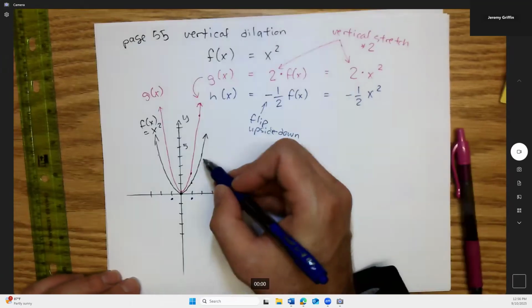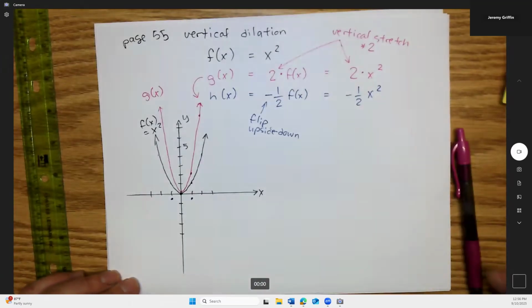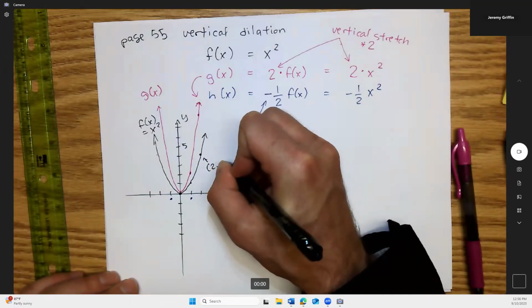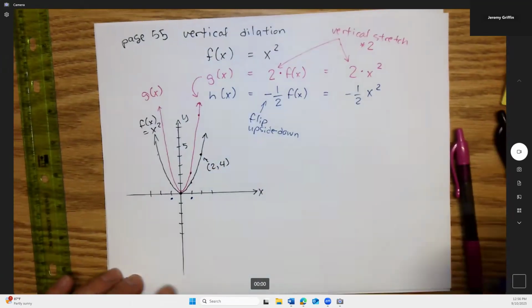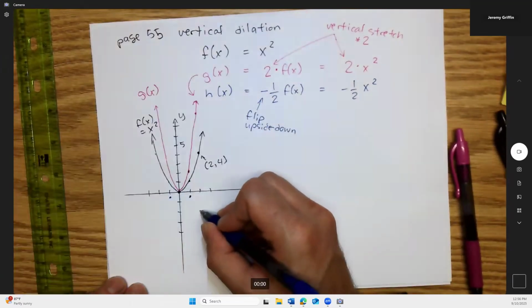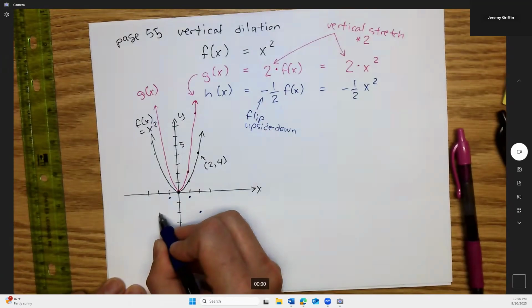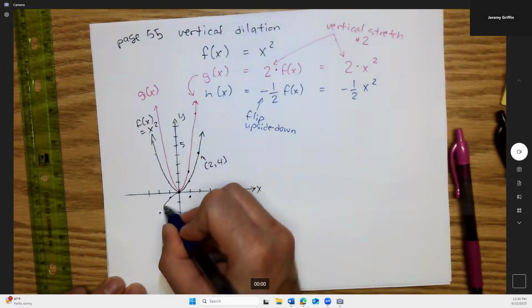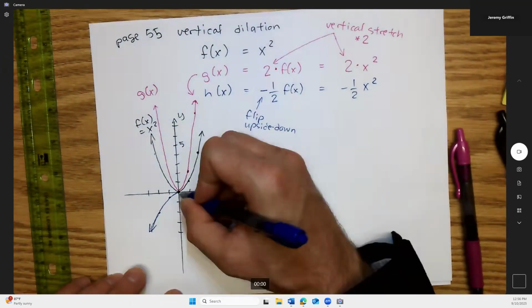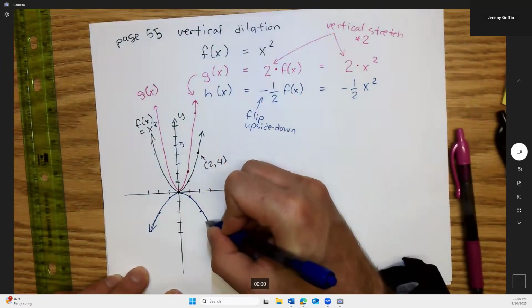Then what about the point 2, 4 right here? I should label that, make this really obvious. This right here is the point 2, comma 4. So if I flip that upside down, that's at 2, -4. But then half of that value should be 2, -2. Should be the same thing on the opposite side because there's y-axis symmetry, there's vertical symmetry. And I think this parabola is going to look more flattened out. See how it's more flattened out?